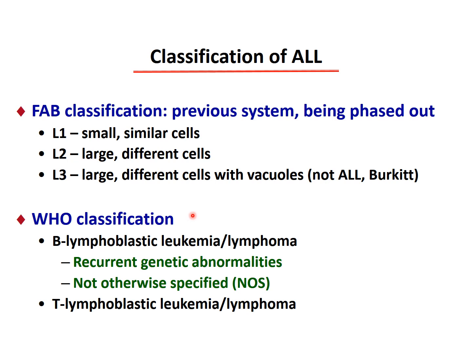We still have two classification systems. Now they apply the WHO classification, as we discussed in myeloid disease as well. In the WHO classification, we deal not only with the morphology, but we also deal with the genetic alteration.